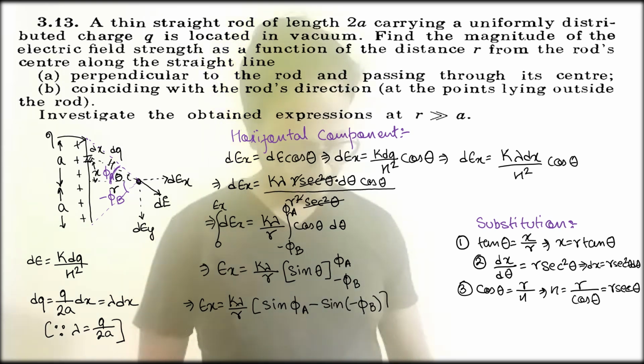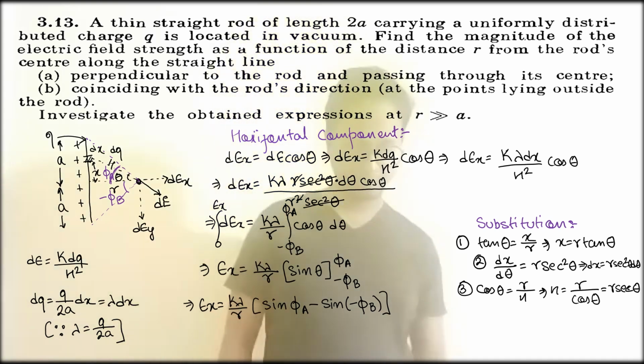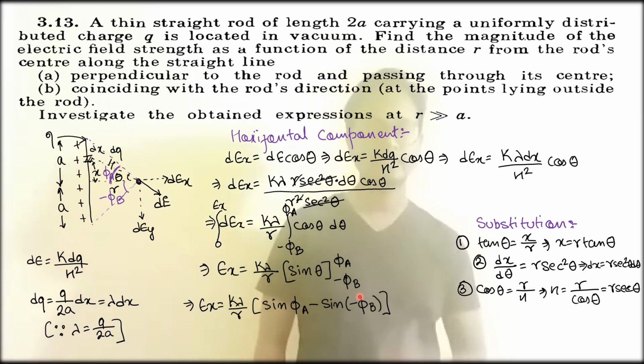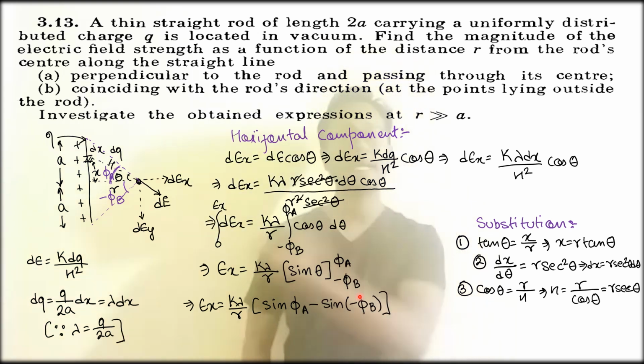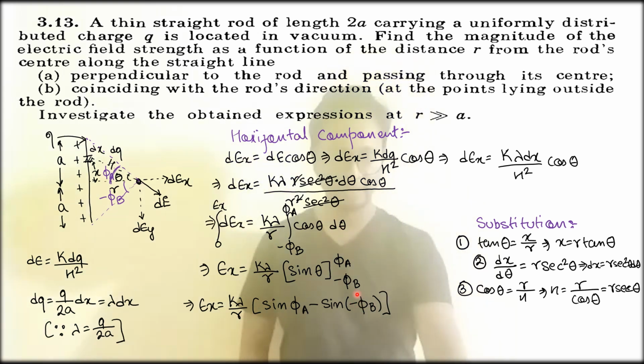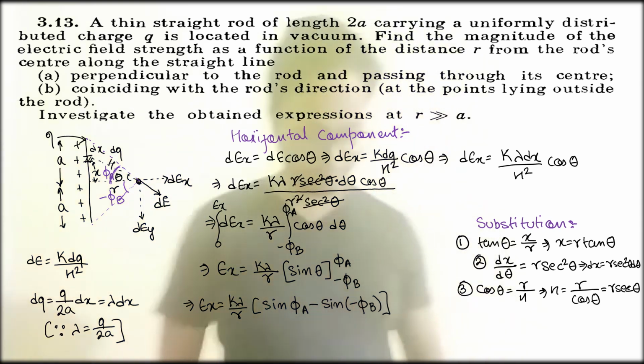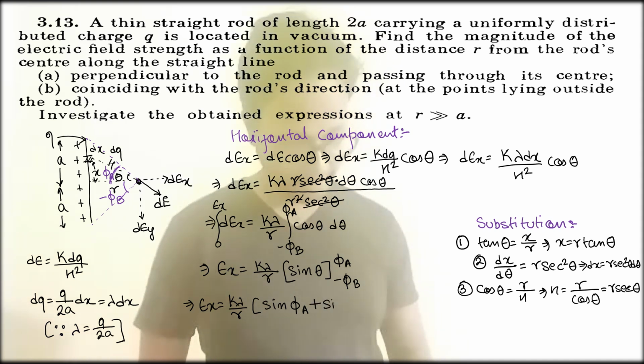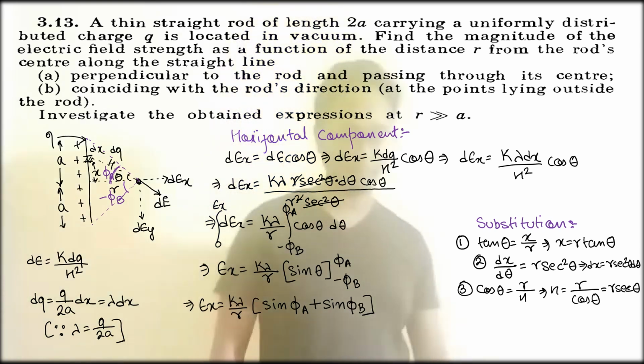Okay, understood? Now this minus phi b, what is sine of minus theta? Sine of minus theta is nothing but minus sine theta. This minus comes outside, so if this minus comes out and gets multiplied by this minus, it becomes positive. So this entire thing becomes plus sine theta b, so plus sine phi b. This is the result that you must remember.